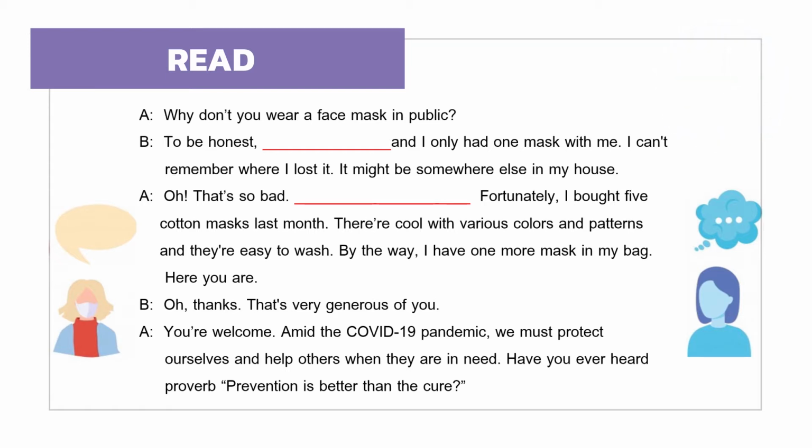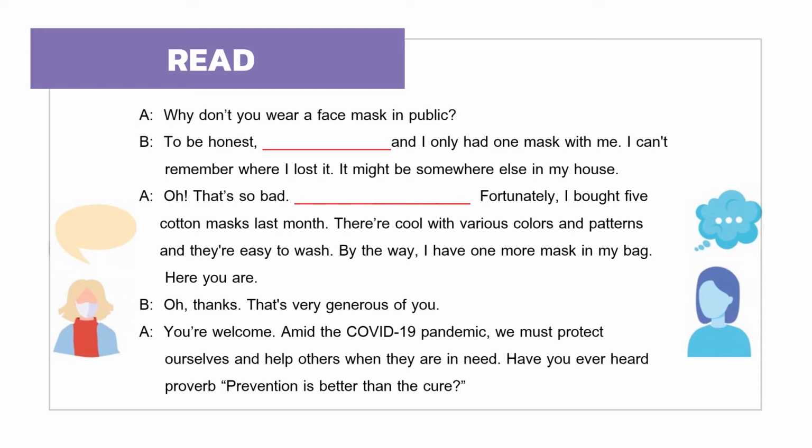Okay, students, please tell me the main idea of this conversation. Who wants to share first? You? It's about face masks, right? And you? Are the friends talking about face masks, right? Okay, good. Okay, students, let's look back at the conversation.